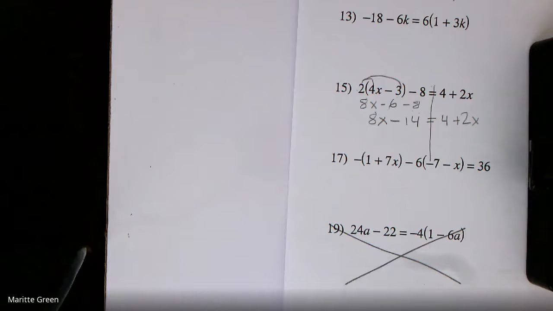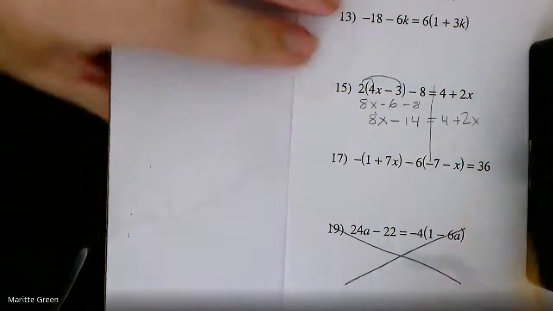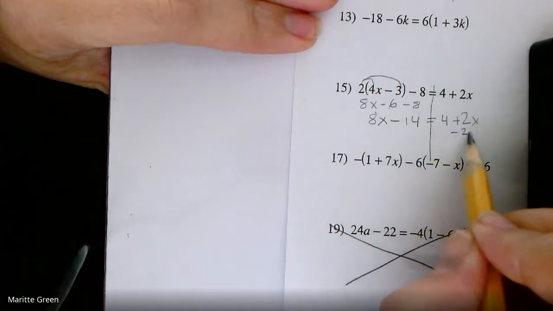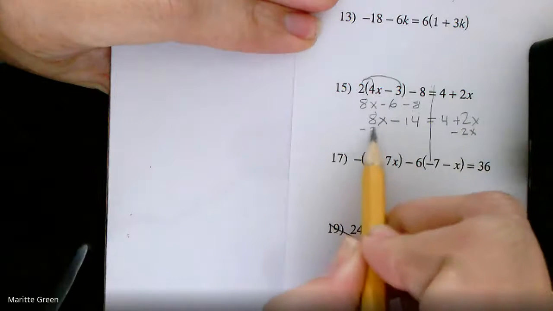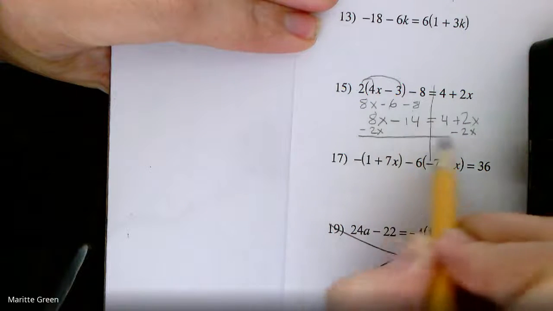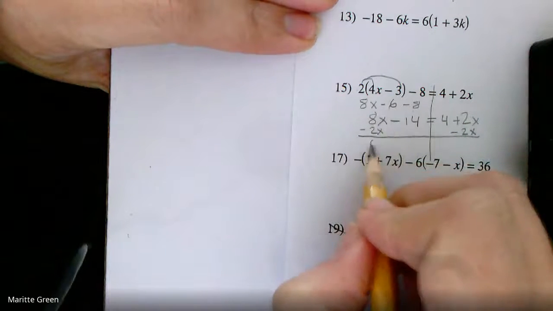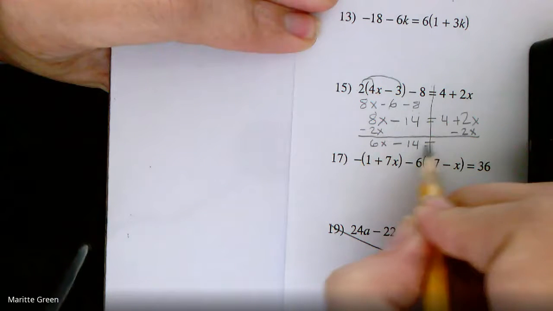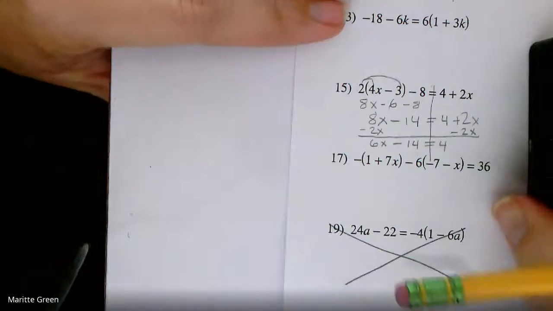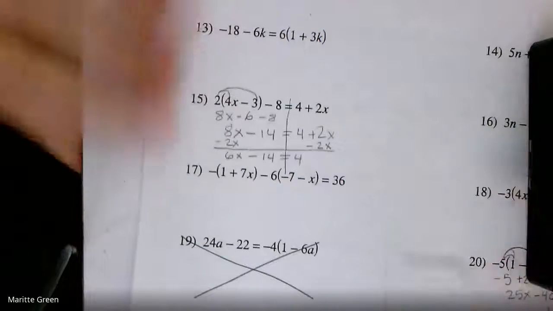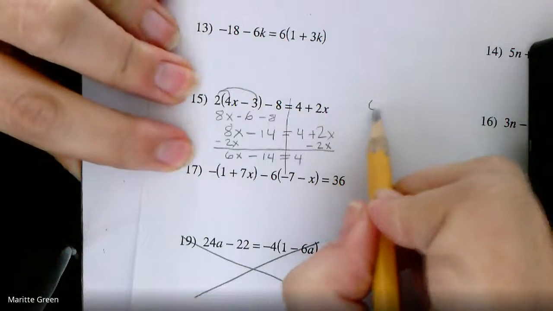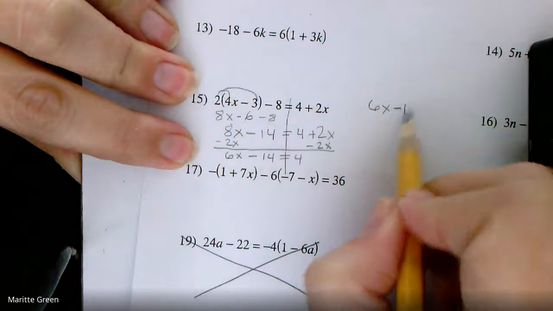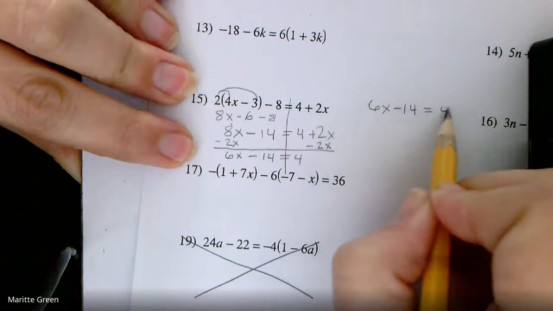So I'm going to move the one that is the smallest. So I'm going to move the 2x to the left side. So I'm going to subtract 2x, subtract 2x. So I'm left with 6x minus 14 equals 4. And I've run out of space. I'm going to rewrite the whole problem over here. 6x minus 14 equals 4.